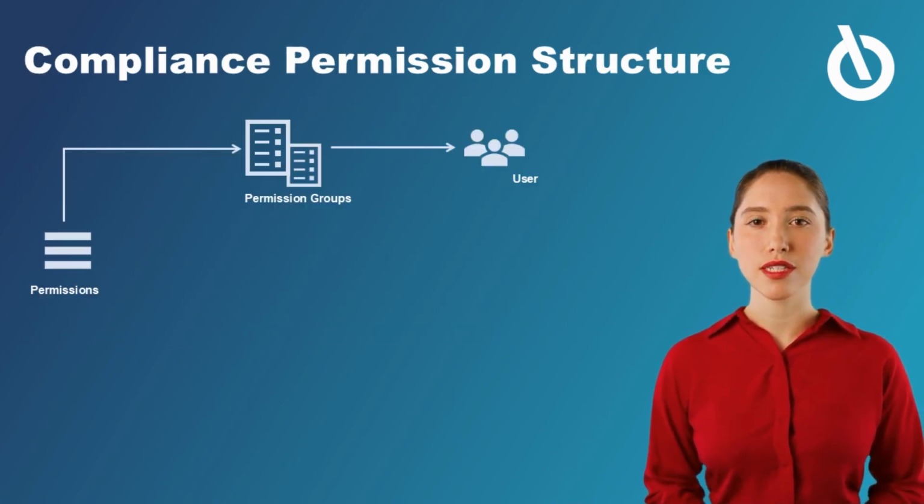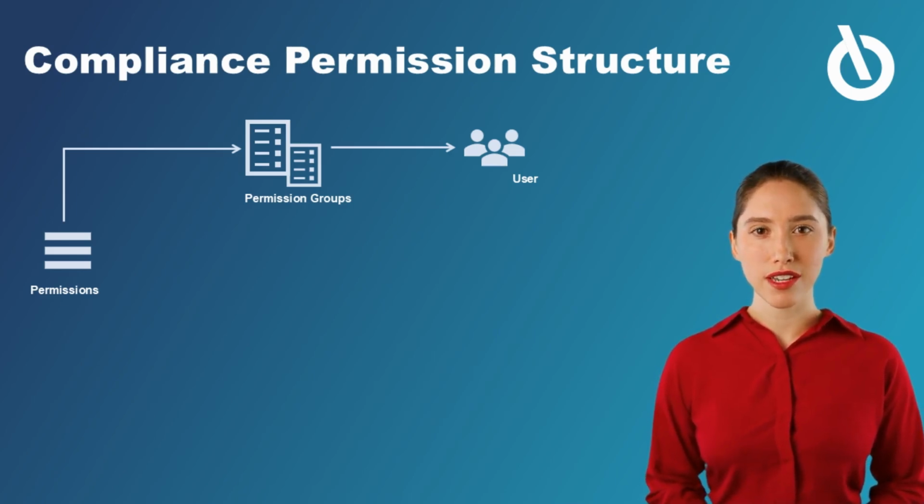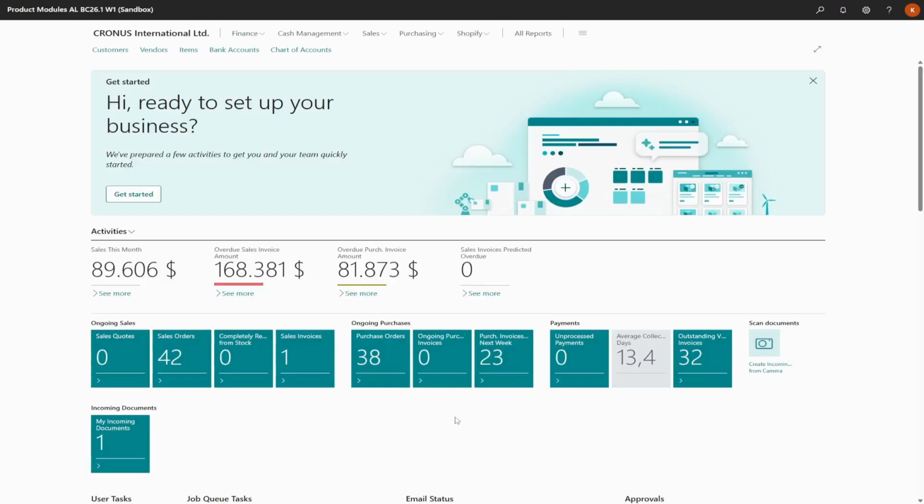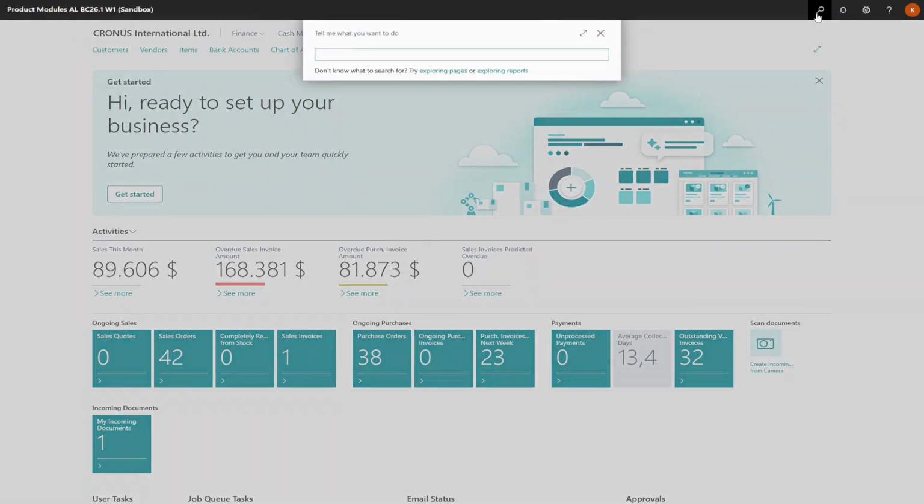First, we will set up the permissions and permission groups and assign them to the users based on our example. Let's switch to Business Central and start by carrying out the setup. Via the Tell Me function, we open the compliance permissions.